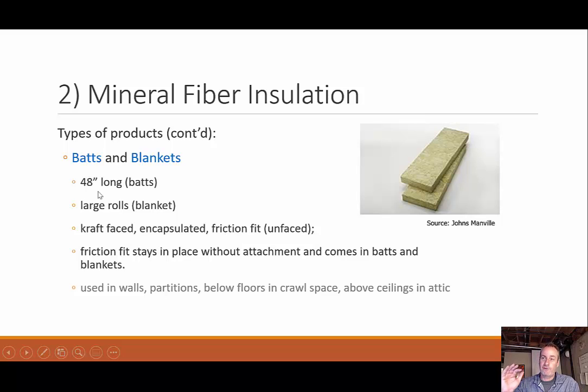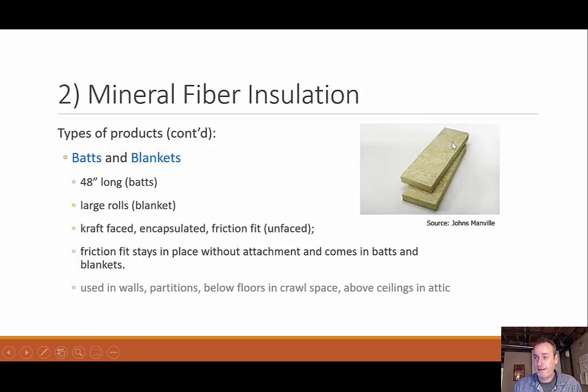A bat is like 4 foot long, versus a blanket, which is like a long roll that we can roll out and cut to whatever length we need. Craft faced. So what is craft faced? It's like a paper, almost like a thin cardboard type paper that goes on the outside of it.